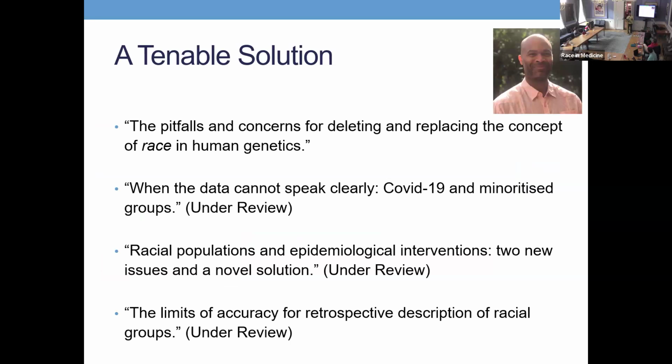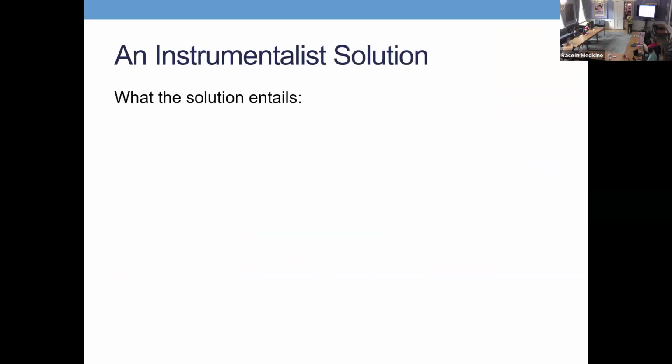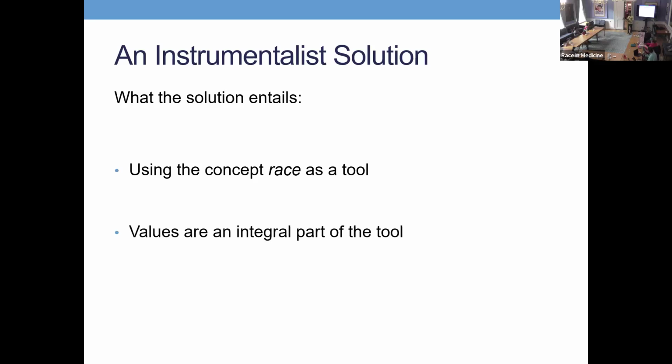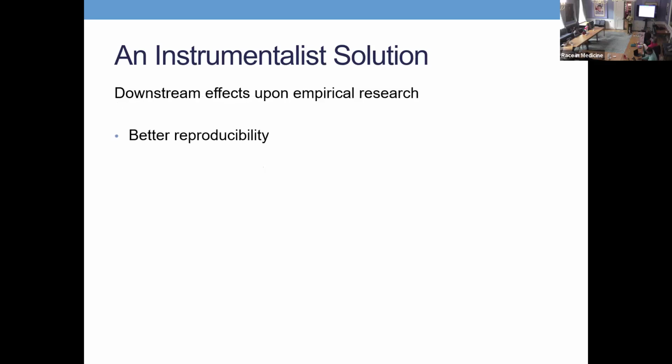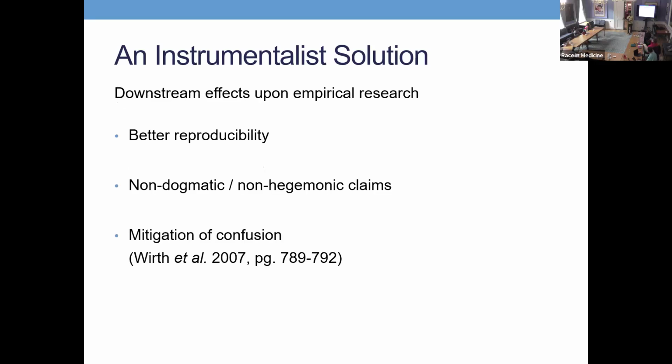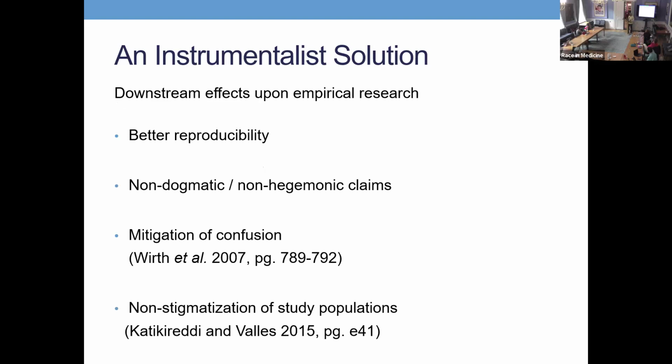The solution that I provide is an anti-realist solution. What this solution entails is an instrumentalist solution, by the way. It entails using the concept of race as a tool, where values are an integral part of the tool, but it rejects realist commitments regarding the concept of race. So downstream upon empirical research, given my instrumental approach, there's better reproducibility, there's non-dogmatic and non-hegemonic claims, there's mitigation of confusion, and most importantly, I think with respect to minoritized or vulnerable populations, there's non-stigmatization of study populations.